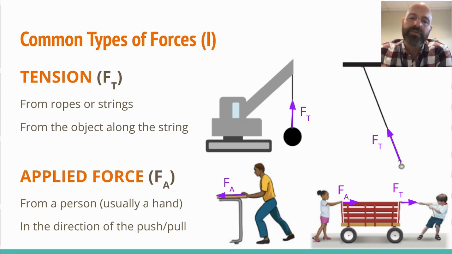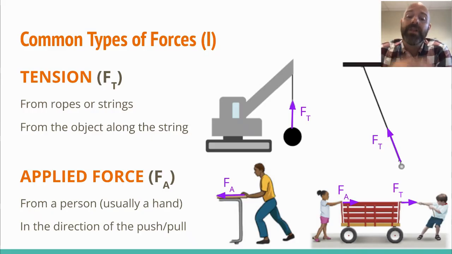Anytime you have a rope, a string, a cable, anything like that, it is a force of tension. So here we see a crane holding on to a wrecking ball with a force of tension. Then we see a little pendulum being held on to the ceiling by a tension. We see a little kid pulling to the right with the force of tension on a wagon.